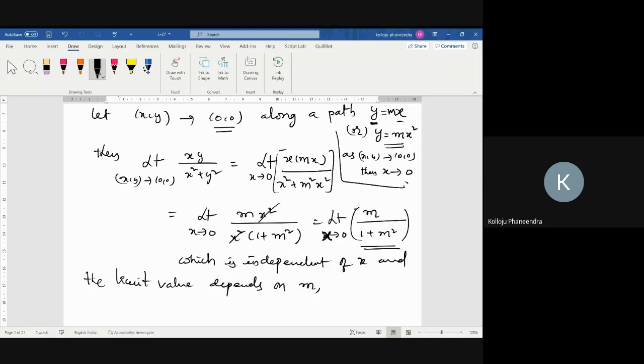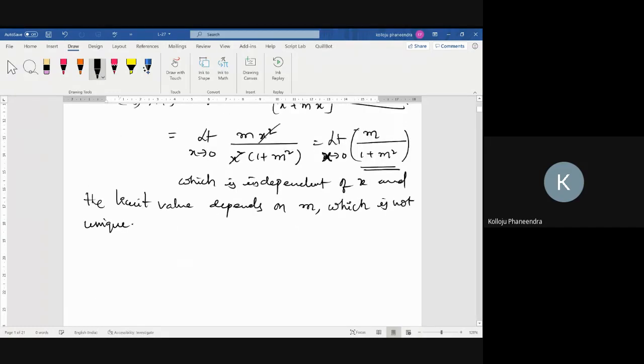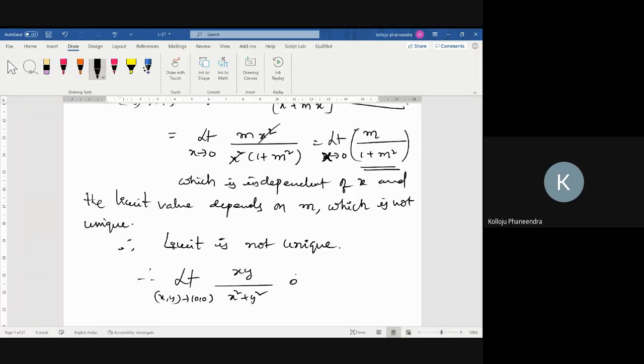y equal to mx. One can take m equal to 1, y equal to x, or y equal to x by 2, like that. It depends on m, which is not unique. The m value is not unique. Since the m value is not unique, the limit value may be anything. Therefore, the limit is not unique. Therefore, the limit as xy tends to 0, 0 of xy by x square plus y square does not exist. This is one model problem to find the limit of a function of two variables.